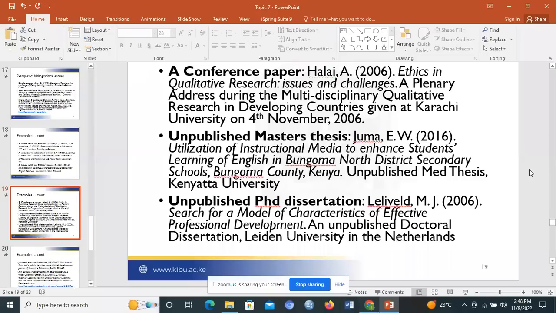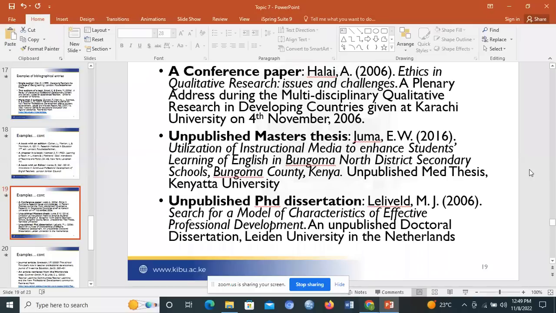You have the surname of the author, the initials of the author's names, the year of publication, the title of the material, where it was published, that is the city where it was published. So we have Juma, EW, 2016, Utilization of instructional media to enhance students' learning of English in Bungoma North District Secondary Schools, Bungoma County, Kenya. It is an unpublished MA thesis of Kenyatta University. So if you go to Kenyatta University Library, you will find this thesis. So if you come to Kibabi University Library, you'll find theses that have been written by our students.